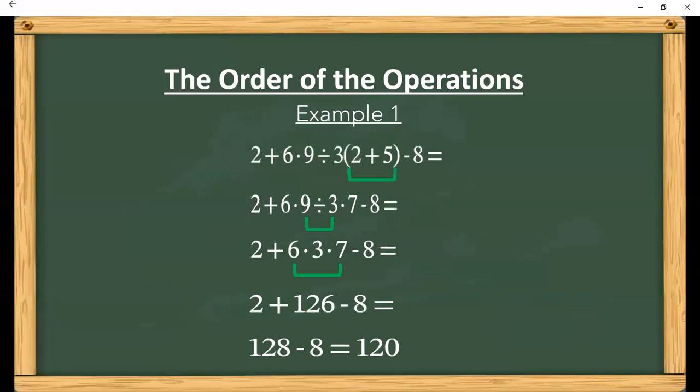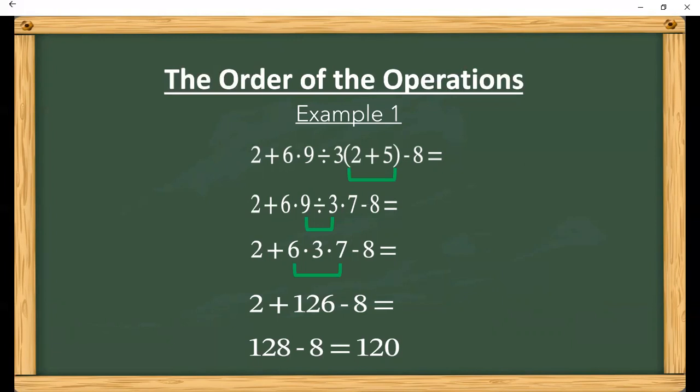Let's see an example. Example number 1. We have this algebraic representation: 2 plus 6 multiplied by 9 divided by 3 multiplied by the representation in the bracket, 2 plus 5 minus 8.